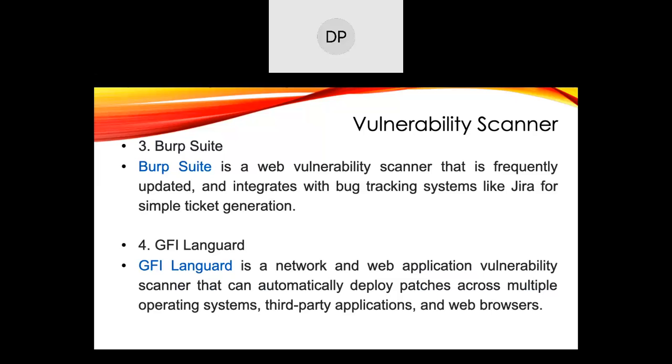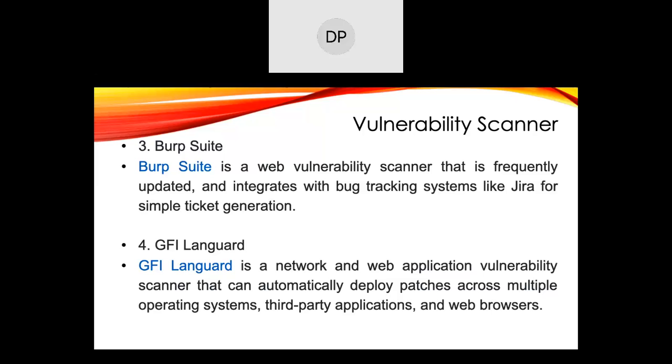Fourth one is GFI LanGuard, a network and web application vulnerability scanner that can automatically deploy patches across multiple operating systems, third-party applications, and web browsers. The difference between 3 and 4 is that the third one is only a web vulnerability scanner, but GFI is both a network and web application vulnerability scanner. And we know how many types of vulnerability scanner exist.